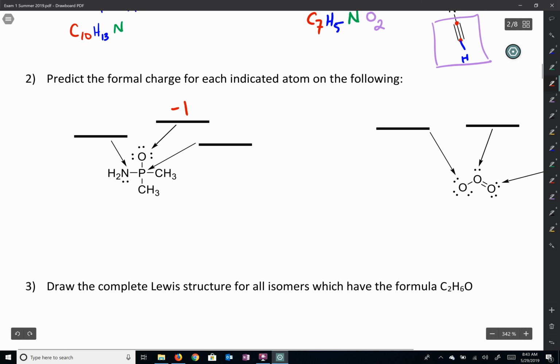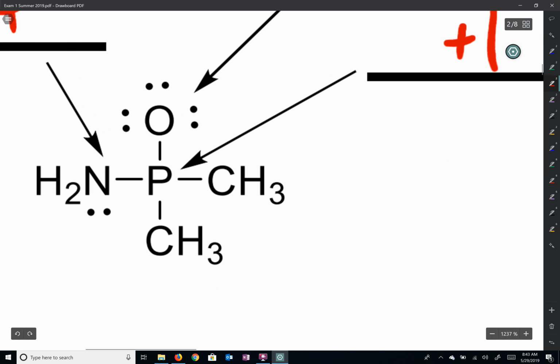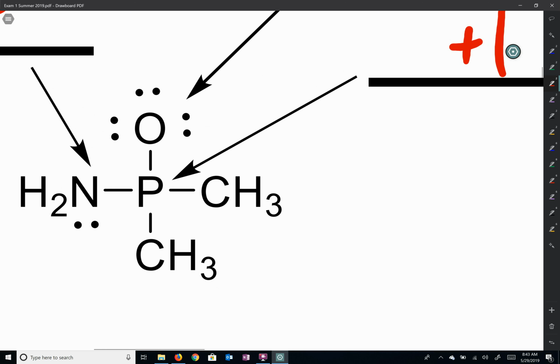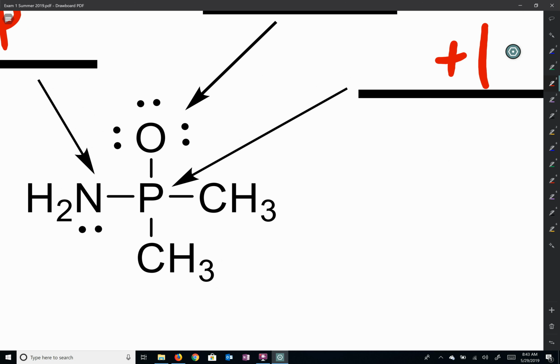So if you are having trouble, I don't want this video to be 5 hours long either. So if you're having trouble finding the formal charge, I'll do the phosphorus one here real quick to see how I got +1 there. I'll just show you how I do one of them, and then hopefully you guys can go through and do the rest.